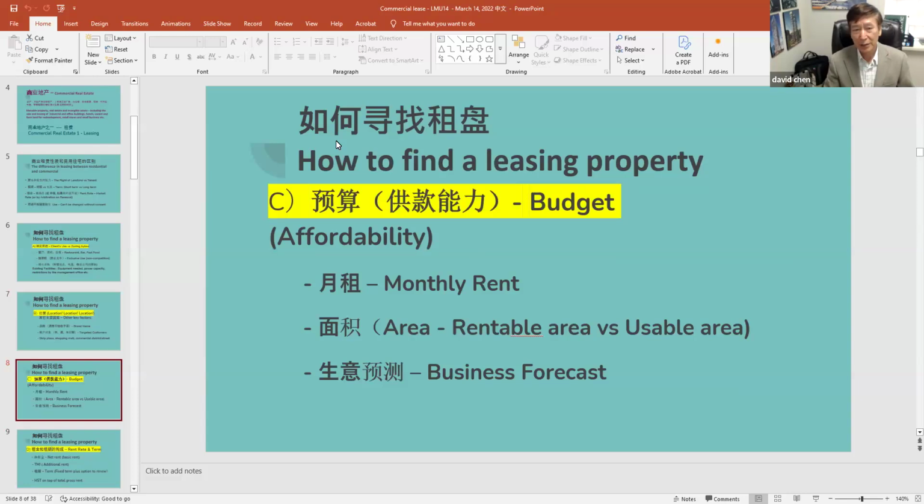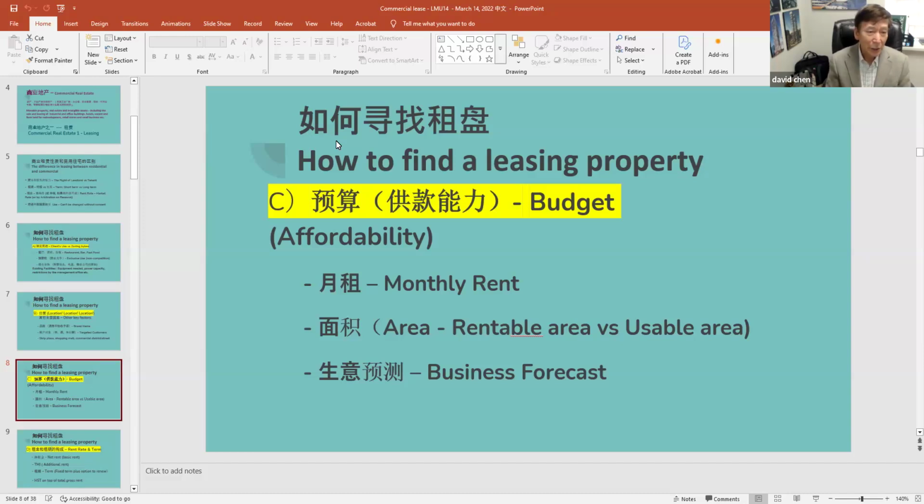The third point is, whenever you are asked, David, I want to look for some space for setting up and opening my business, you need to qualify your client. The same thing as buying a residential house. How can you afford it? Can you afford it? So you need to ask the client what their budget is. Within that budget, you can look for some kind of listing that you can introduce to your client.